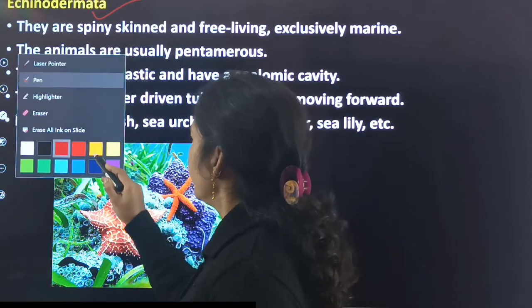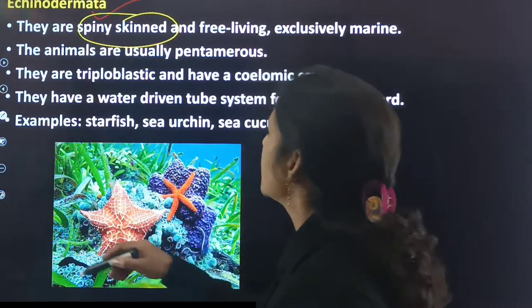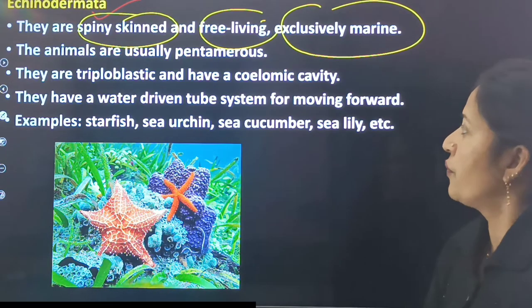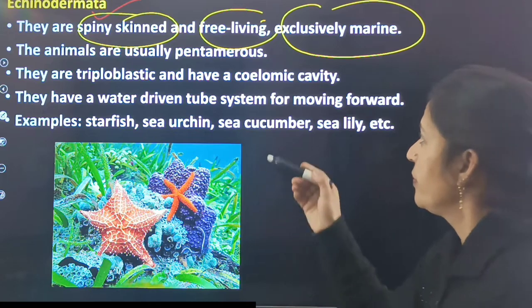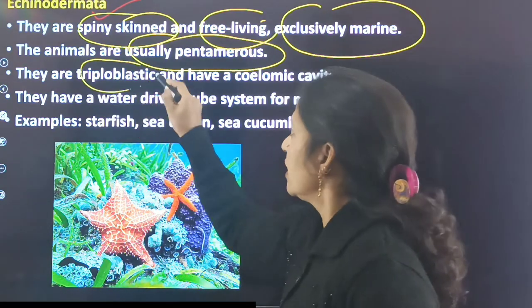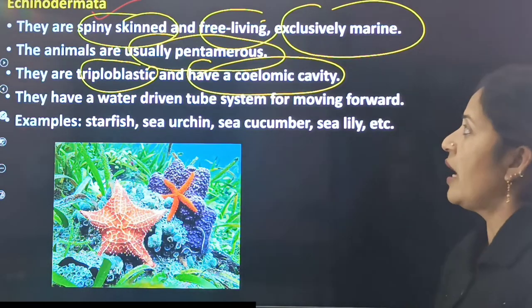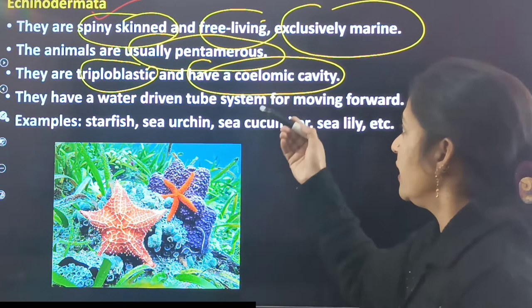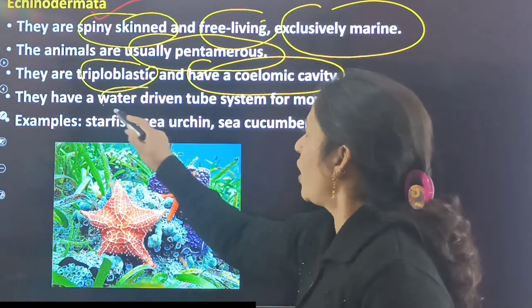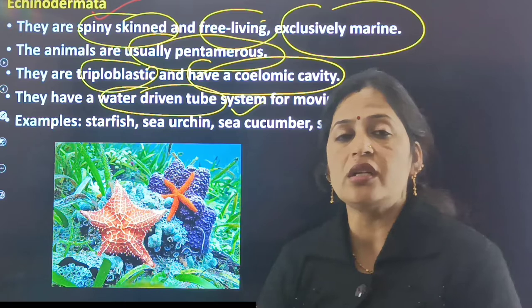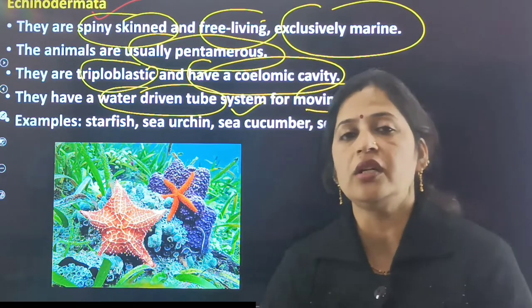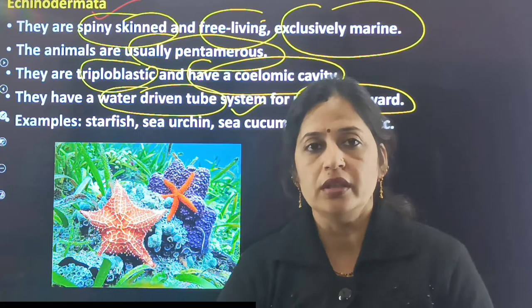Next is Echinodermata. They are spiny skinned, free living, and exclusively marine. The animals are usually pentamerous. They are triploblastic and have a coelomic cavity. They have a water driven tube system, and with the help of this system their body is moved forward.